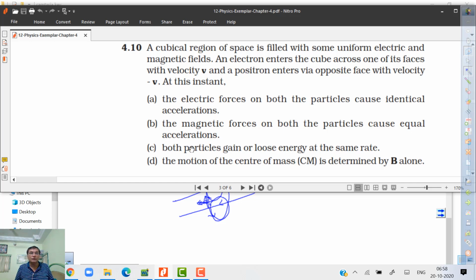The magnetic force on both the particle causes equal acceleration.